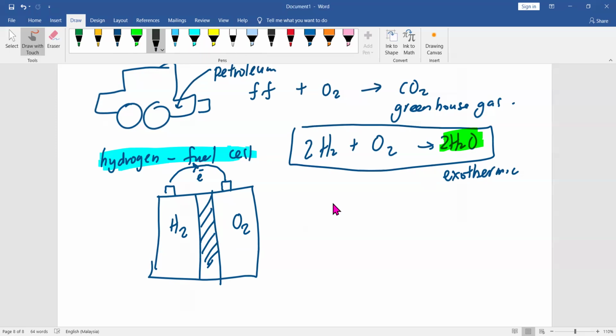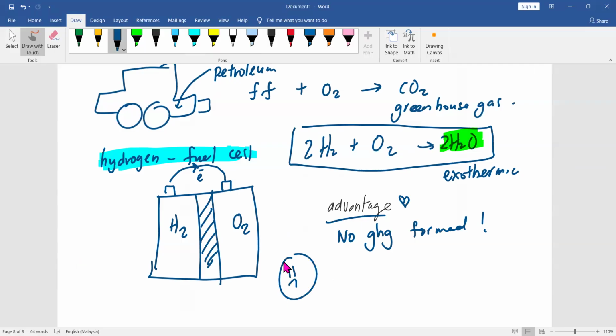So the advantage is the product is only water, so there is no greenhouse gas formed. That's the good part. The bad part is what? Tell me what's bad about this. Why can we not say flammable? Everything is flammable. Every single fuel out there is flammable. If it's not flammable, then it's not a fuel. What's the point of having petroleum that cannot burn? You get it? So you cannot say that.